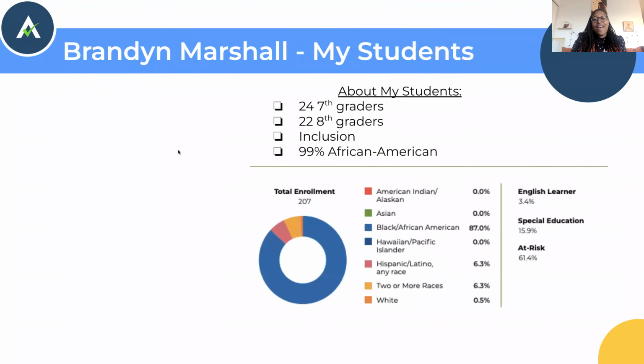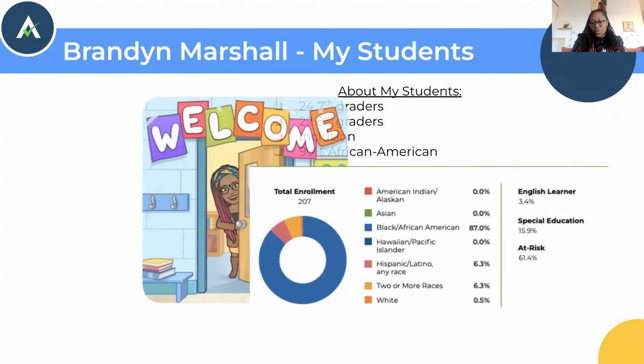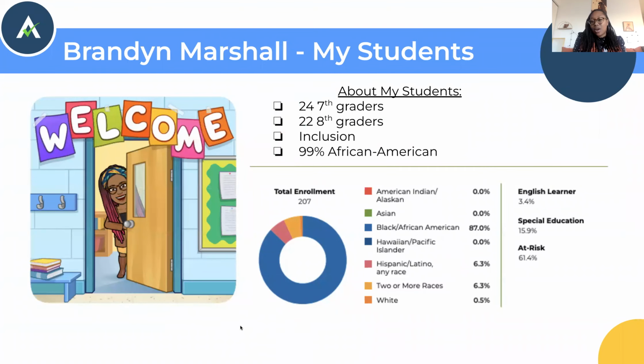I have a relatively diverse group of students. I have 24 7th graders, 22 8th graders. Both classes are inclusion with about 4 to 8 students with IEPs or special education accommodations within the space. And it is 99% African American. We have a majority African American students at our campus.